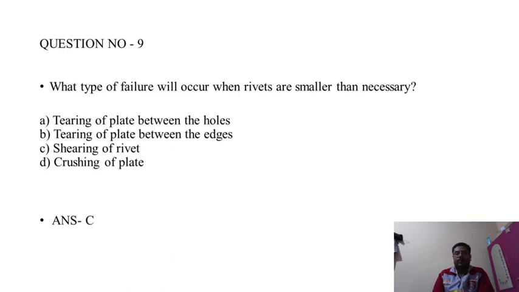Question number 9. Observe here. What type of failure will occur when rivets are smaller than necessary? Option A, tearing of the plate between the holes. Option B, tearing of the plate between the edges. Option C, shearing of rivet. Option D, crushing of plate. Choose your correct answers.